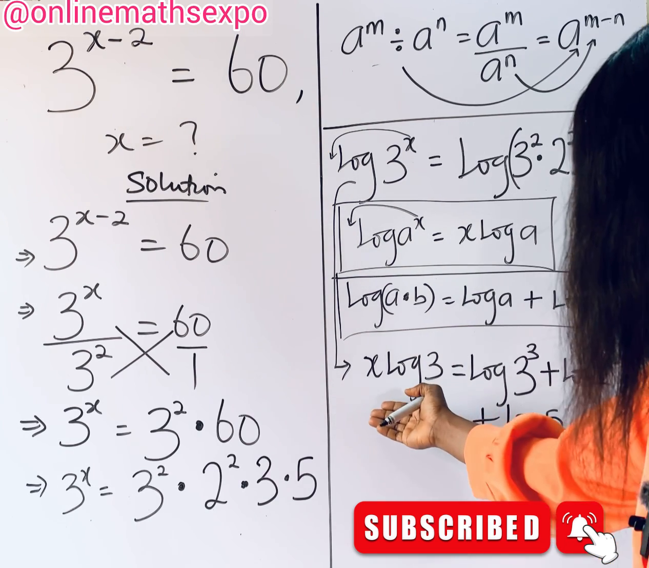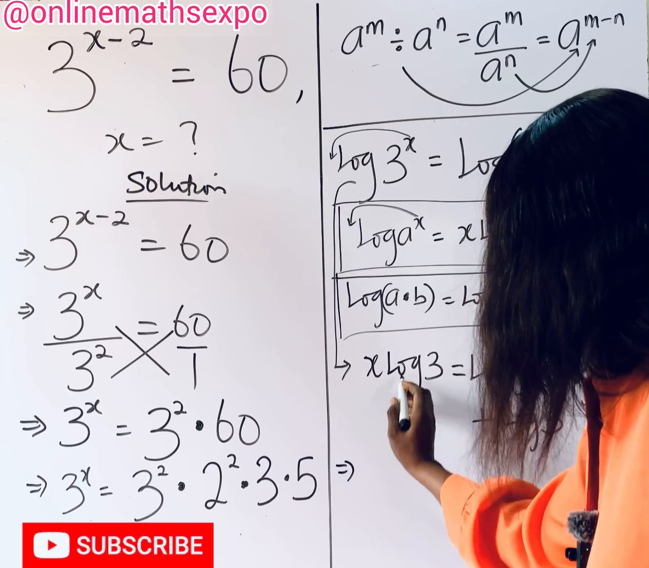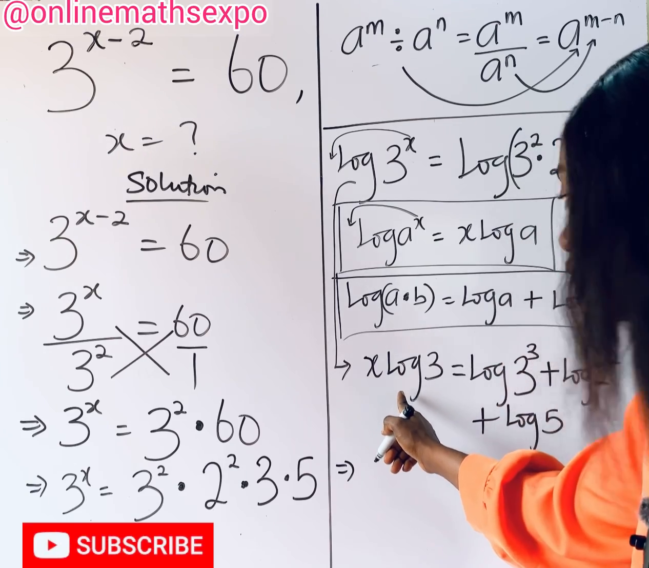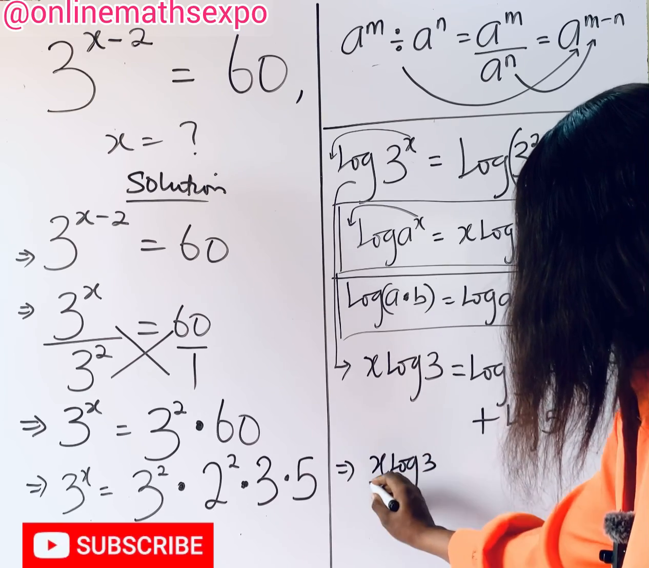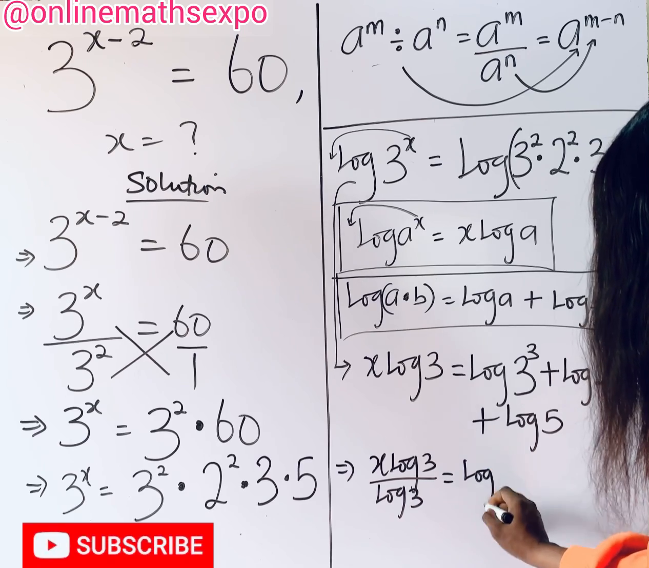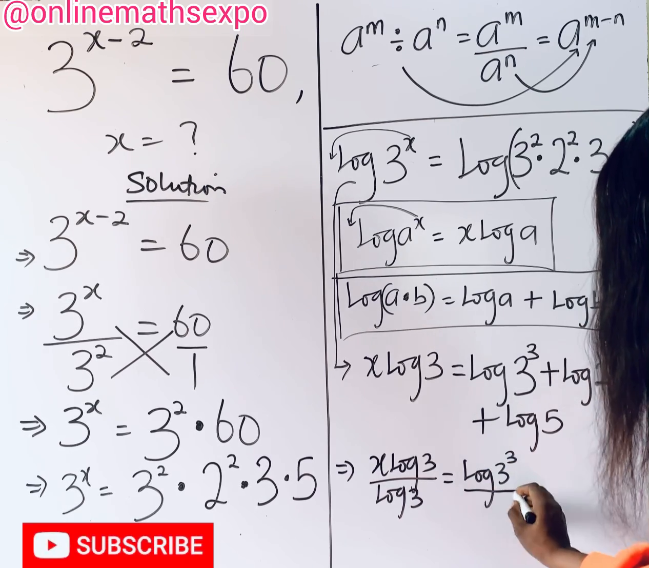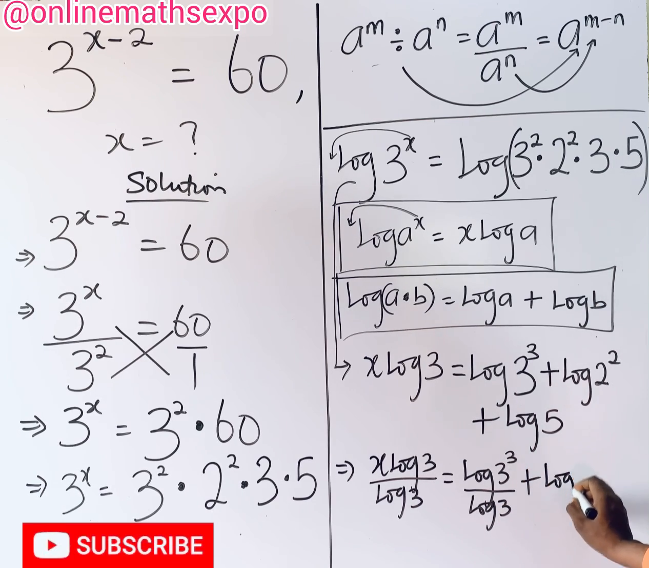Now what do you do again? To get the x value we are looking for, we are going to divide both sides by log 3, so that you can clear it off. If you do that, you have x log 3 divided by log 3 is equal to log of 3 cubed divided by log 3, plus log of 2 raised to the power of 2 divided by log 3, plus log of 5 also divided by log 3.